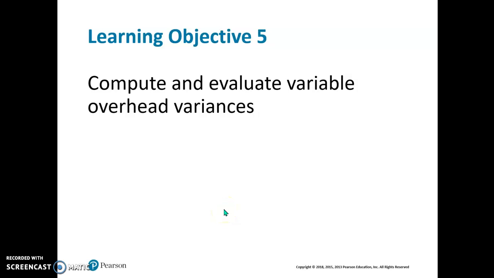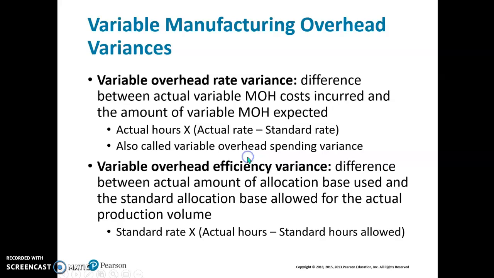Okay, now we'll compute and evaluate variable and fixed overhead variances. So the variable overhead rate variance, so we've got variable overhead rate and efficiency. All right, so this would be related to actual rate minus standard rate, and the efficiency variance is related to the time used, so it's actual hours minus standard hours.